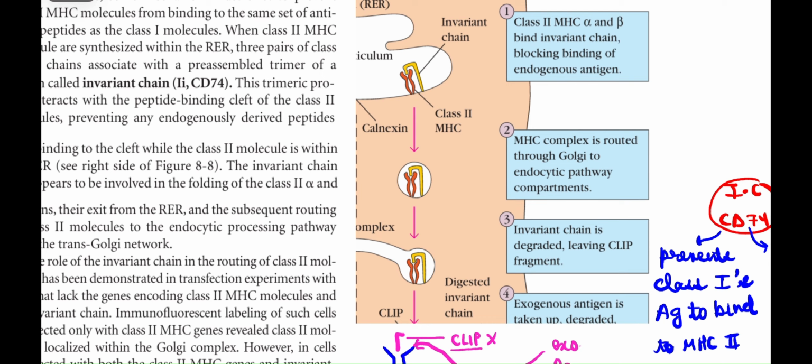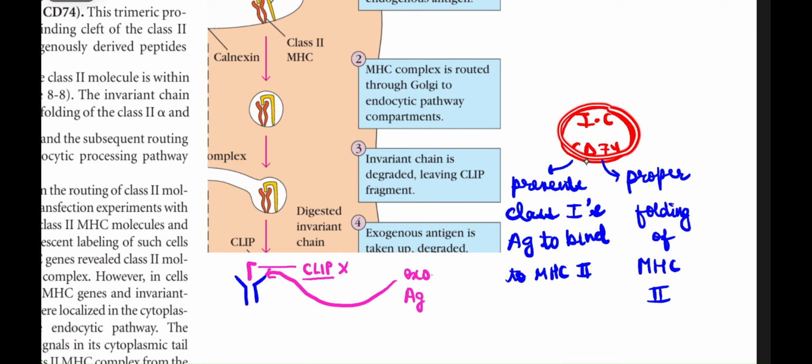In that case, the invariant chain, because it is a peptide, will be degraded. So what happens is that after it moves out of the rough endoplasmic reticulum and has been packaged from the Golgi, and when it enters the endosome, only a part of it remains, that is CLIP. The remaining part is degraded. The two main functions of the CD74, or the invariant chain, were that firstly it will not allow the class 1 antigens, which we also call the endogenous antigens, to bind to the MHC2. Secondly, it will also allow the proper folding of MHC2.